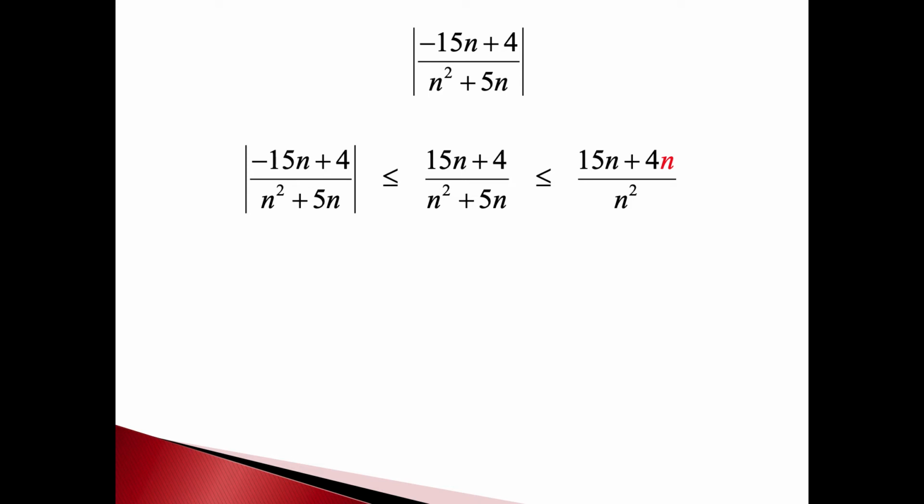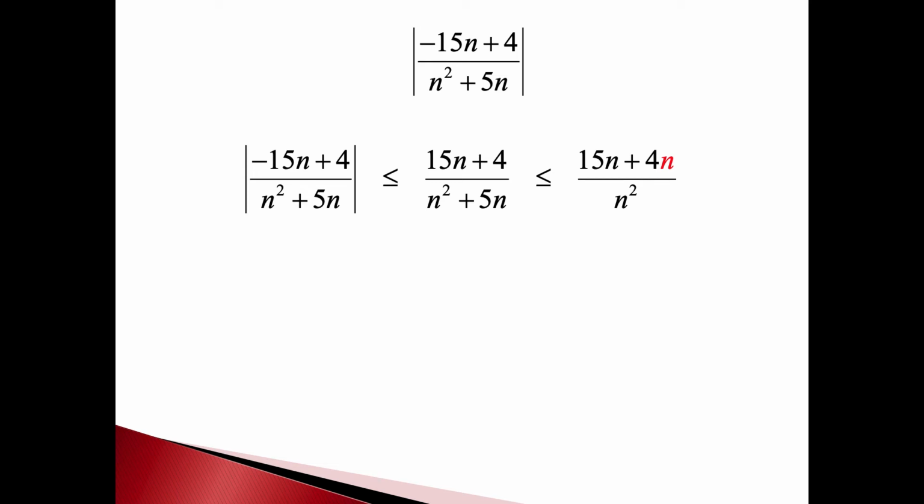So that means to make it bigger, I can make the top bigger, or I can make the bottom smaller. Either one of those will make the fraction as a whole larger. So in the top, I turned the 4 into a 4n. That made the top larger. Now on the bottom, I'm going to play the same trick by making it smaller. So how do I make it smaller?